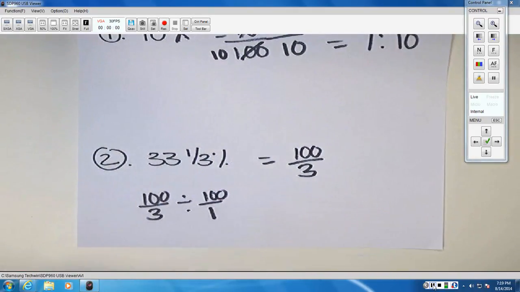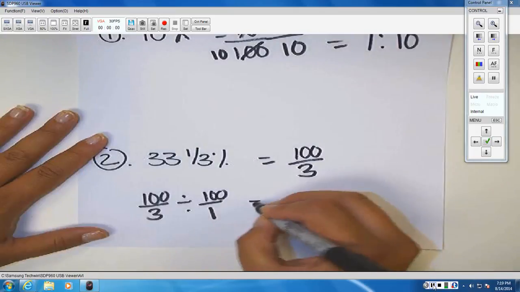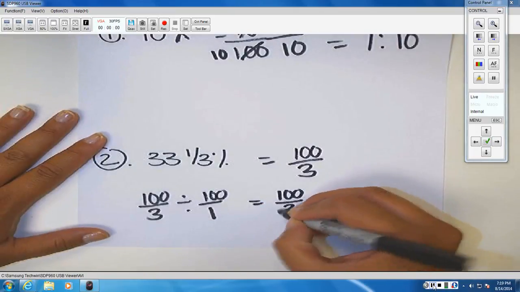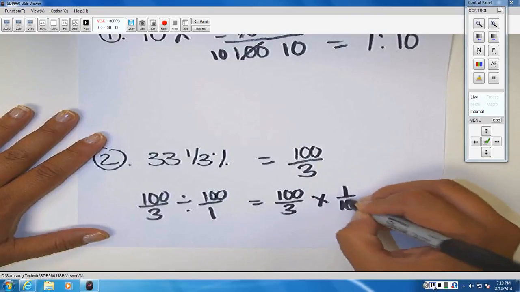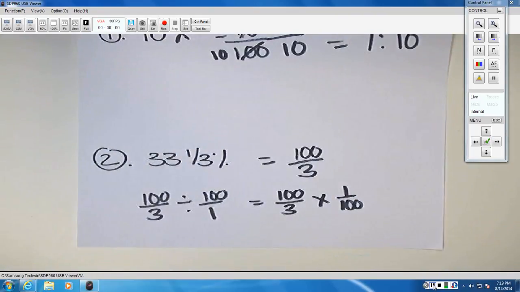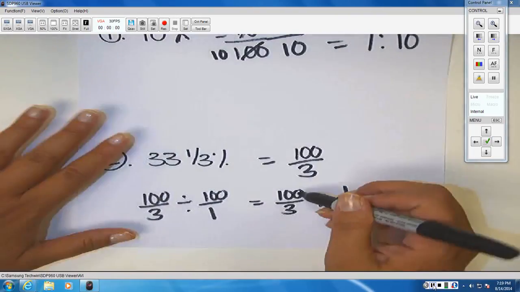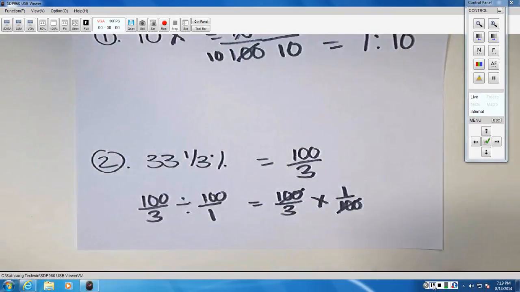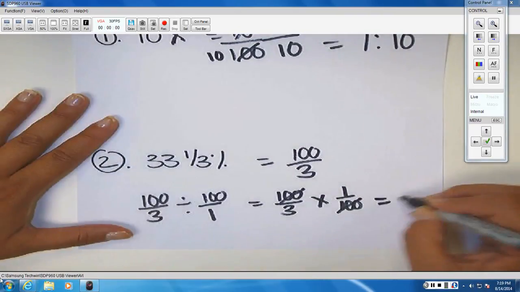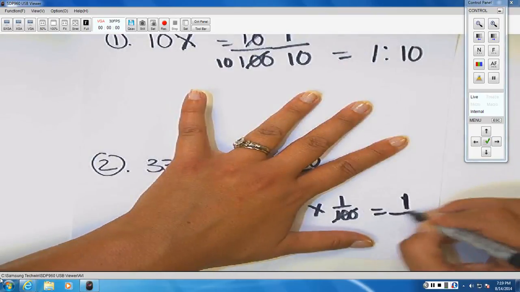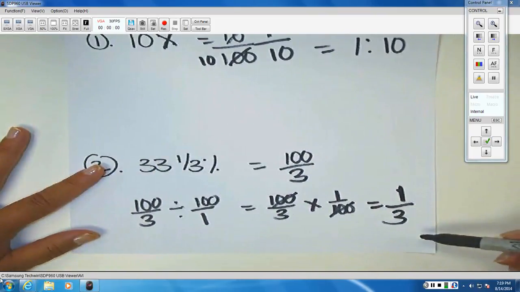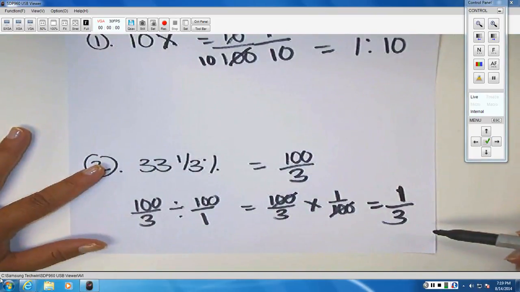But instead of dividing, I'm going to flip my second fraction and make it a multiplication problem. So 100 thirds times 1/100. I'm now going to cancel out my 100s. I know that they'll reduce each other out. And I'm left with 1/3. So that's my simple fraction that I'm now going to turn into a ratio.